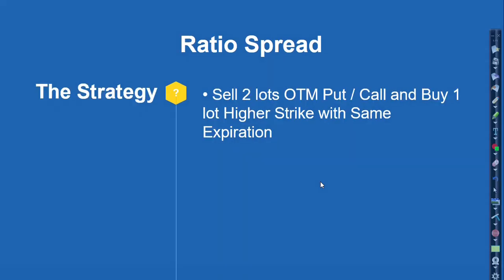What is the strategy and how do we select the strike price? We sell two lots of out-of-the-money puts or calls, according to that direction, and buy one lot at a higher strike price with the same expiration. Remember, the expiry should be the same. Let me show you exactly how we select the strike price.